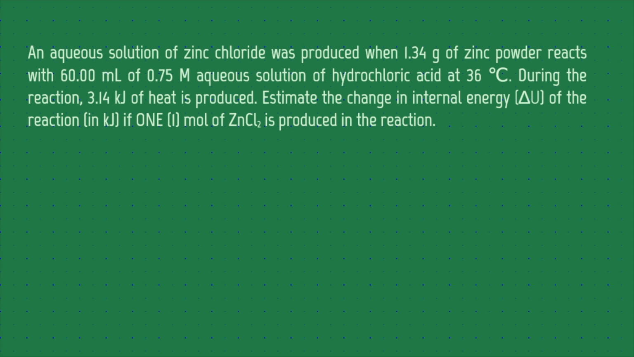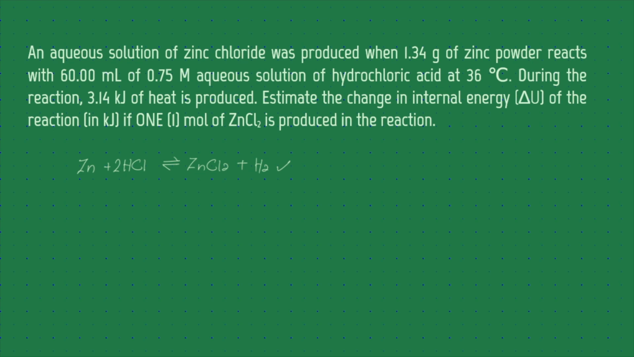the reaction. The first step in answering this question is to write a balanced equation for the reaction. This reaction consists of reaction between zinc and hydrochloric acid, which shall eventually produce zinc chloride and also hydrogen gas. So we need to balance this equation, so we need to put 2 around here. So this is the balanced equation for the reaction.